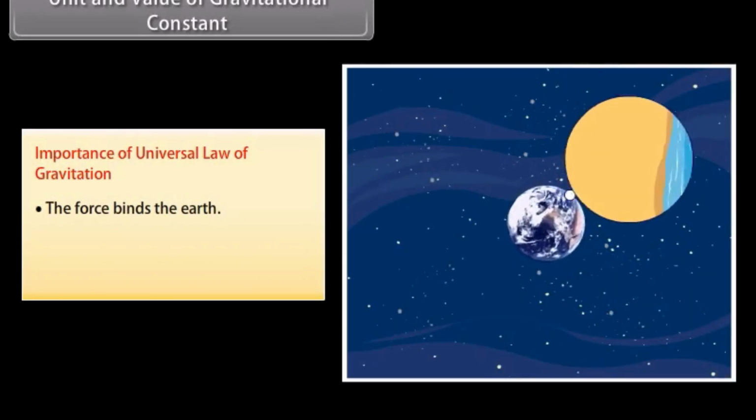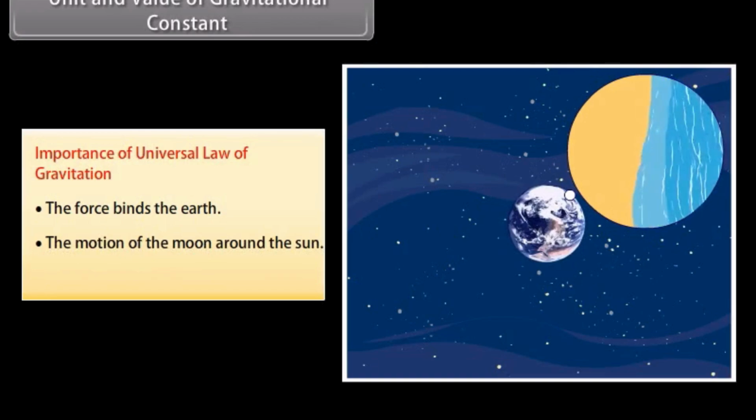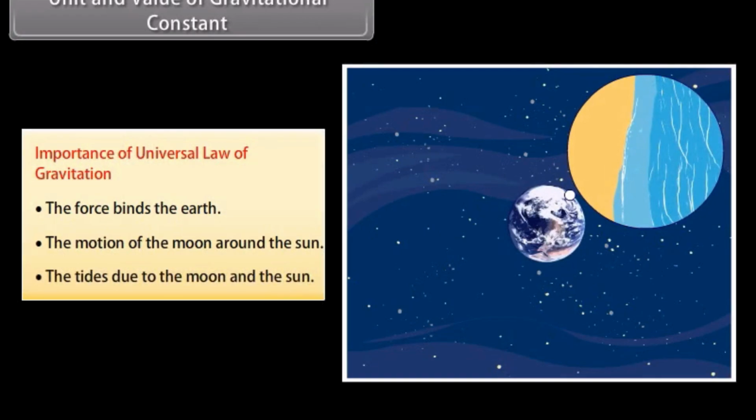Importance of Universal Law of Gravitation. The force binds the earth, the motion of the moon around the earth, and the tides due to the moon and the sun.